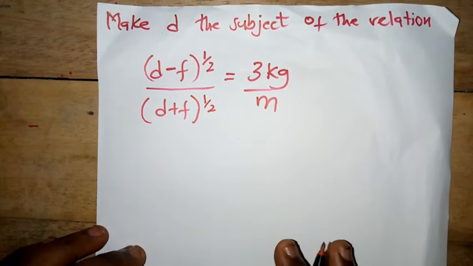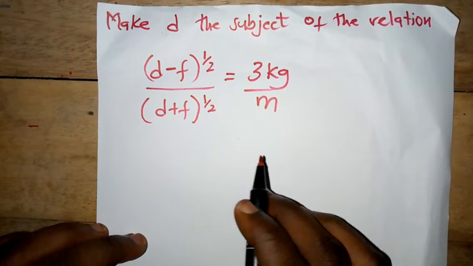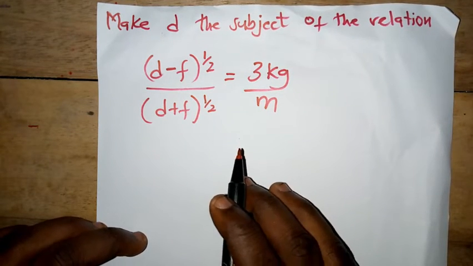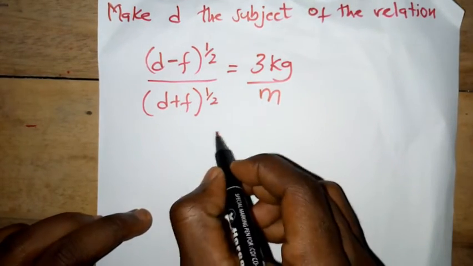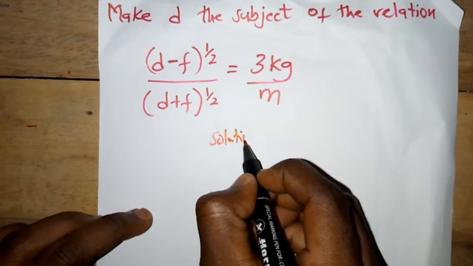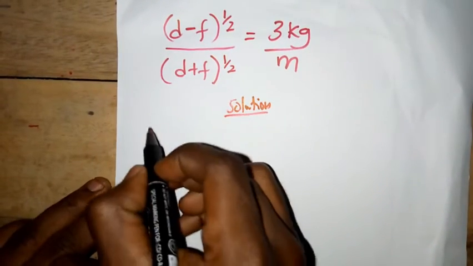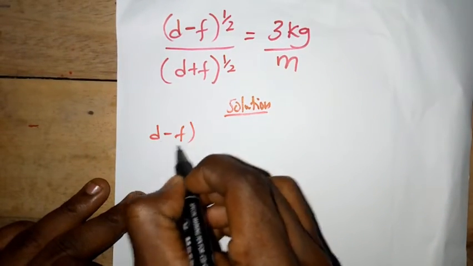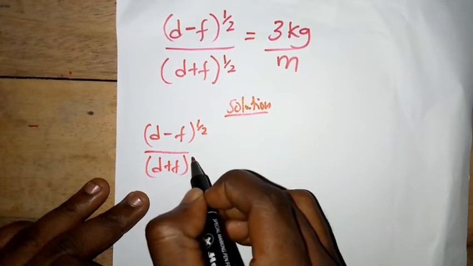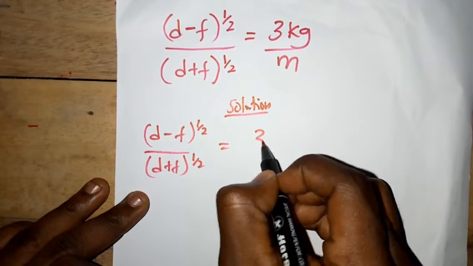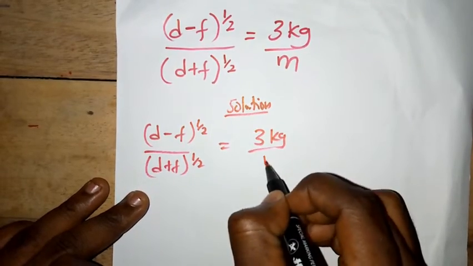Alright, so welcome to another section of this simultaneous equation, algebraic expression. We have to make D the subject in this relation. So let's look at how to solve this question. Now we have D minus F here, being square-rooted, over D plus F here, and we have that being equal to 3kg all over M.